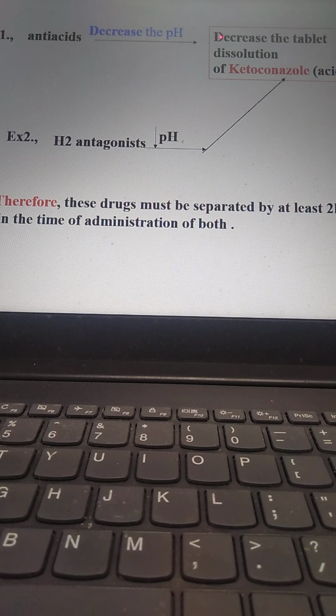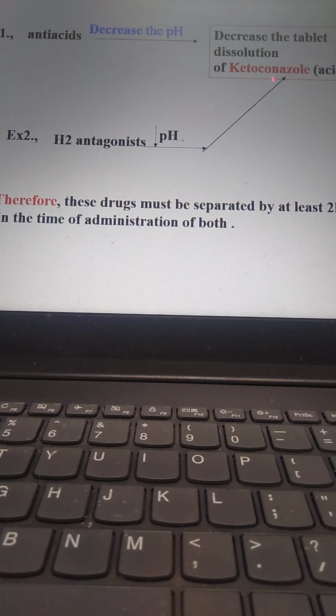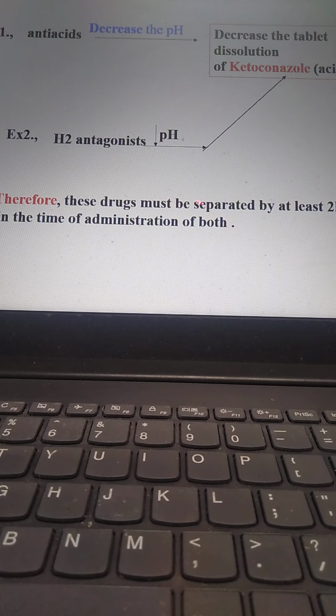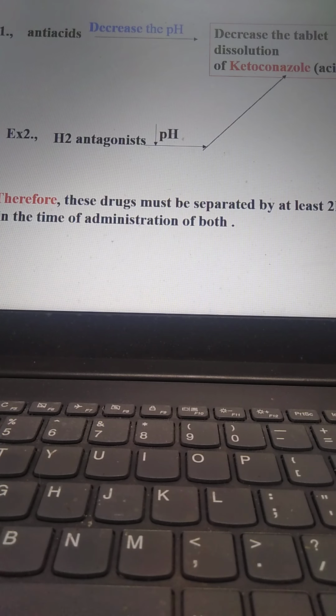Now we have the example of antacids. They increase the pH and decrease the tablet dissolution of ketoconazole, which is acidic. The pH is also increased by H2 antagonists. So the H2 antagonists and antacids interact with ketoconazole, because ketoconazole dissolves best in acid. Therefore, these drugs must be separated by at least 2 hours in the time of administration of both. So we have to keep 2 hours before we take the antacids; we should take the ketoconazole first of all.